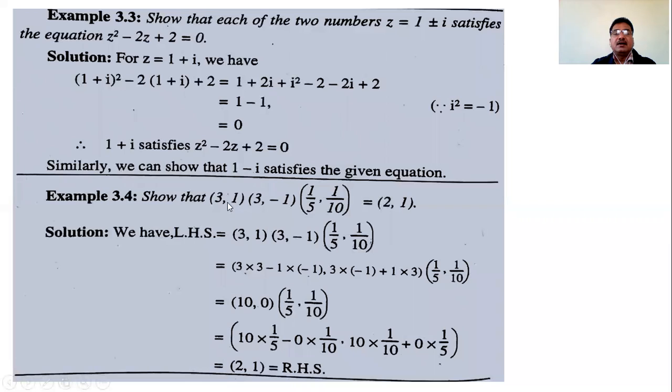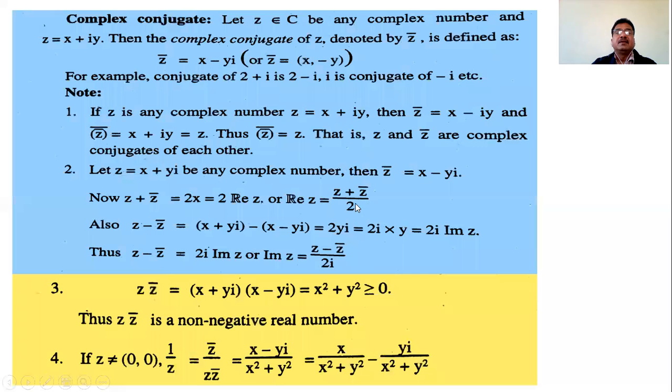So if you directly find the numbers by expressing this number in the form x plus iy, that is, 3 plus i, 3 minus i into 1 by 5 plus 1 by 10 i, then we have the answer 2 plus i.